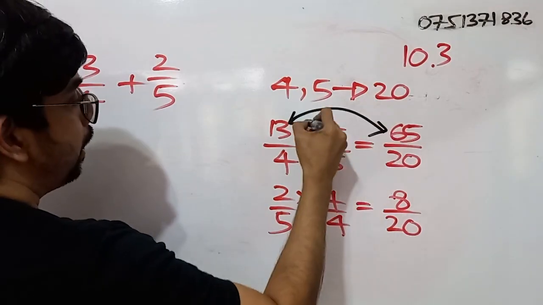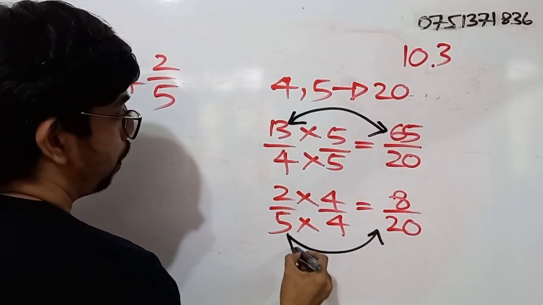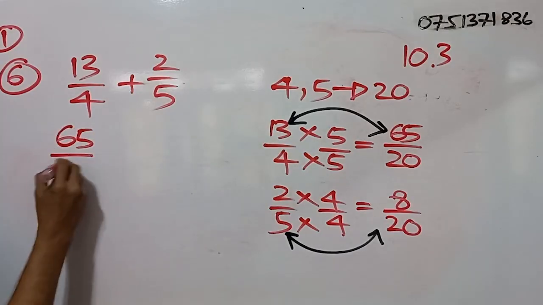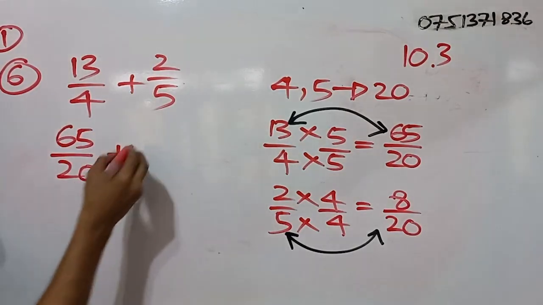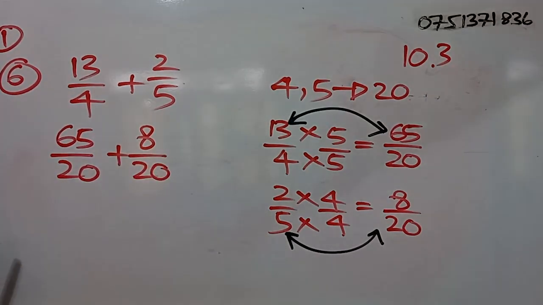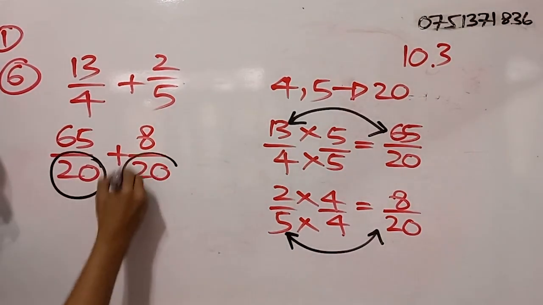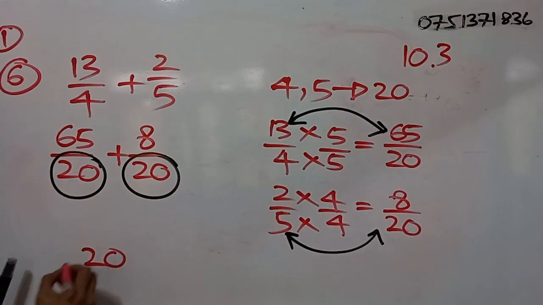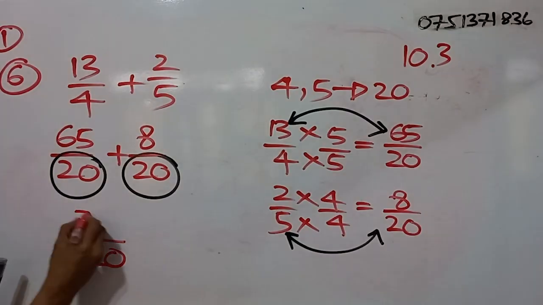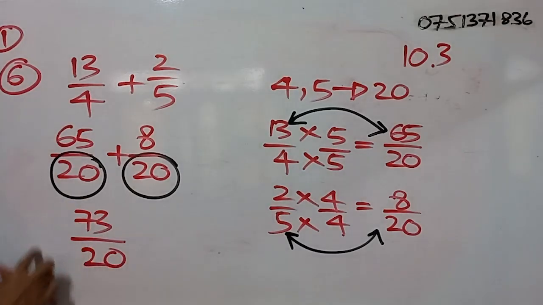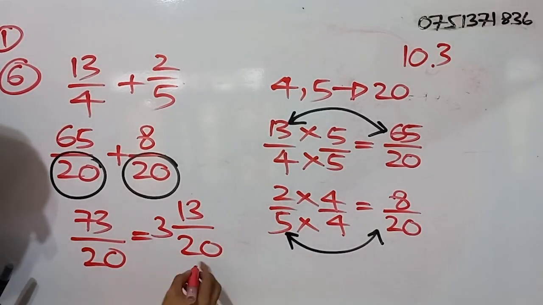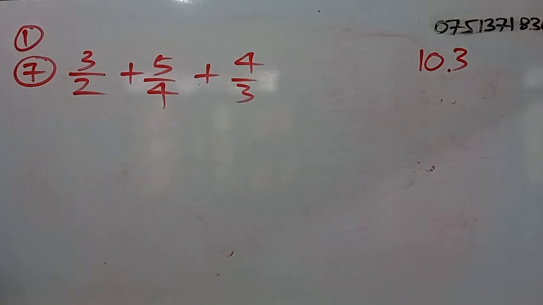Now these two fractions are equivalent fractions. In the same manner, these two fractions are also equivalent fractions. So instead of 13 by 4, I can write 65 by 20. And also instead of 2 by 5, I can write 8 by 20. Now both fractions have the same denominator, so I can do the addition. So the answer will have the same denominator, which is 20. What will be the numerator? 73. So again, this is what? Improper fraction. So I have to convert this into a mixed number. So when I do that, what do we get? 3 and 13 by 20. So that's the answer.